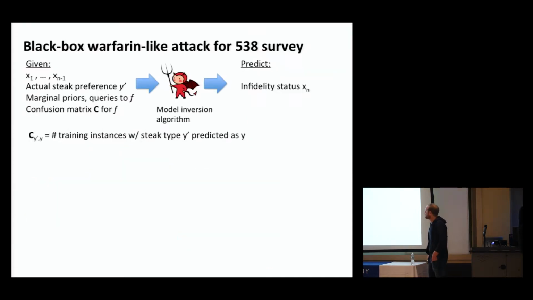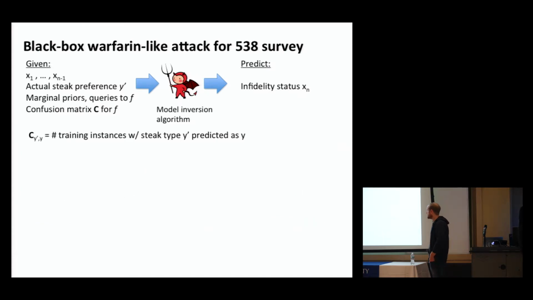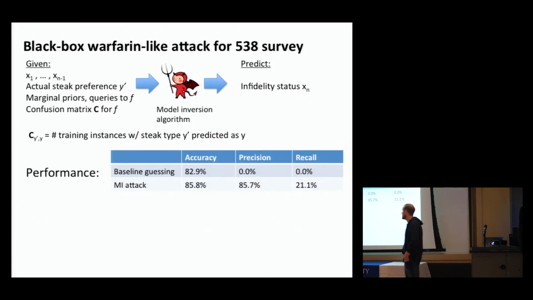Anyway, I'm going to speed up a little bit here. We can do a MAP estimator just like the one we did before. It looks a little bit different because it's a decision tree and the types of error information we get is different, but this is all within the white box or black box model of BigML. And we get okay accuracy. Baseline guessing for infidelity is quite high, right? Because most people report that they have not cheated on their spouse. But our MI attack does do a little bit better.